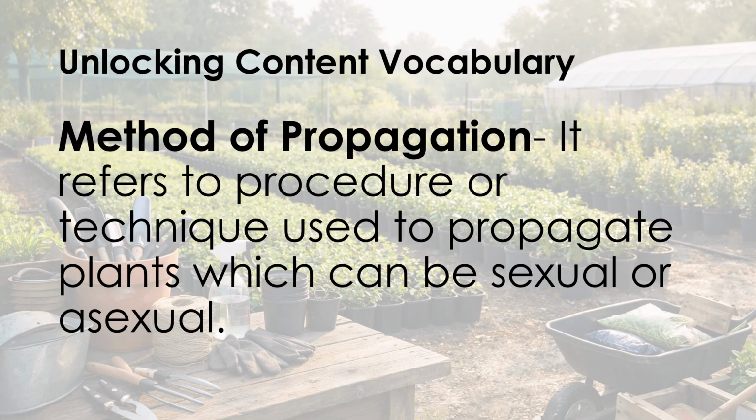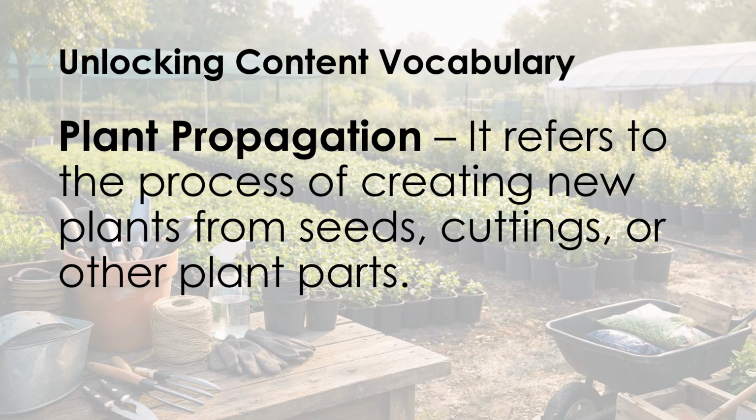Next, method of propagation. It refers to the procedure or technique used to propagate plants, which can be sexual or asexual. Examples of these: bananas are propagated by suckers, while orchids are propagated by tissue culture. Let's proceed with plant propagation. It refers to the process of creating new plants from seeds, cuttings, or other plant parts. Like, for example, farmers propagate corn through seeds, that is sexual, and sugarcane through stem cuttings, which is asexual.